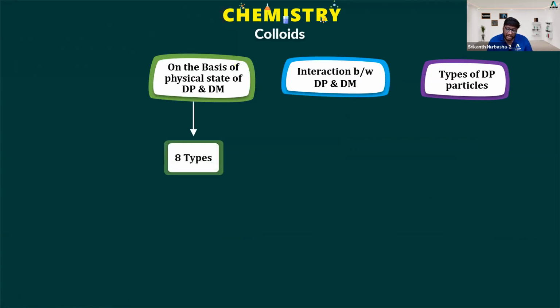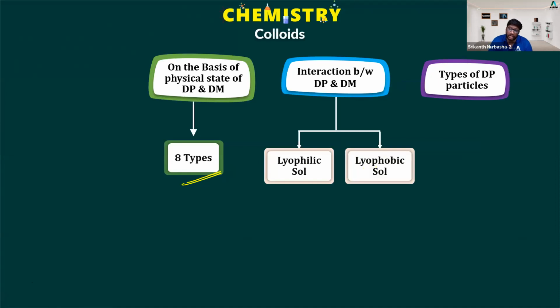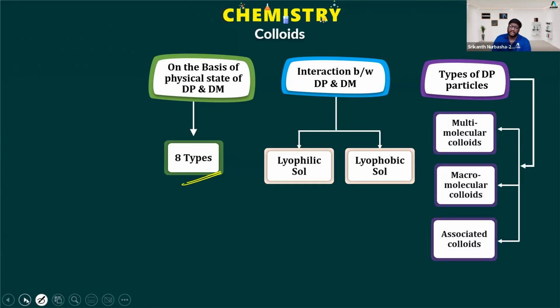Let us go with the first classification. On the basis of the physical states of the dispersed phase and dispersion medium, we have 8 types. On the basis of interaction between the dispersion medium and dispersed phase, we have 2 more types, lyophilic sol and lyophobic sol. And by type of dispersed phase particles, multimolecular colloid, macromolecular colloid, and associated colloids. Is that clear or not? Yes, sir.